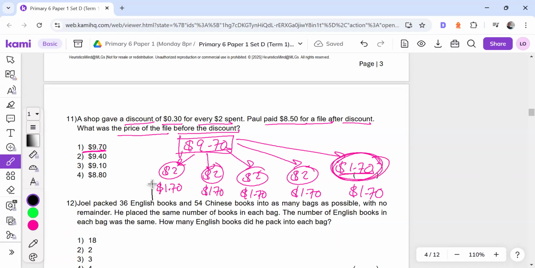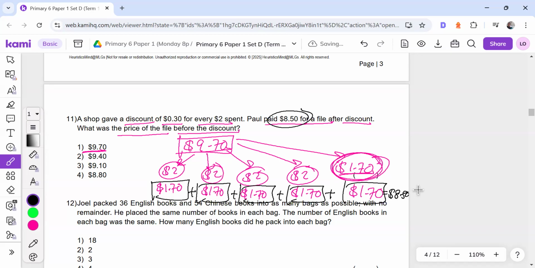Then you can add up all this. All right, if you add up all this after discount, how much do you pay? So if you add them all together, you will get $8.50. Right? So you can add all this. So how much did he pay after the discount? That will be $8.50. Do you understand? Are you clear? This is a bit hard. This question, if you get it wrong, I think it's okay. It's a little bit hard.